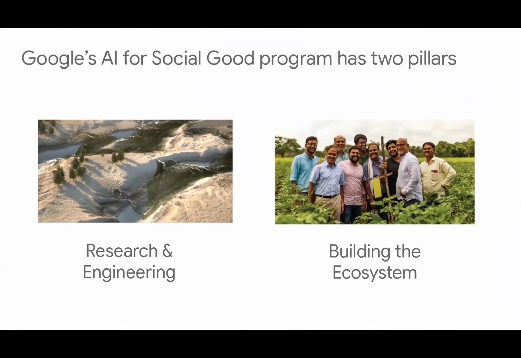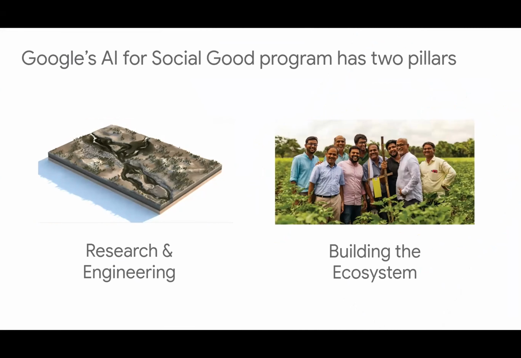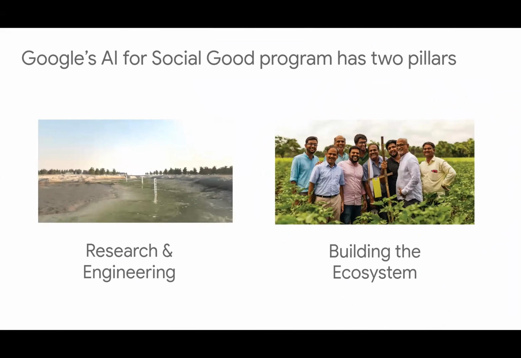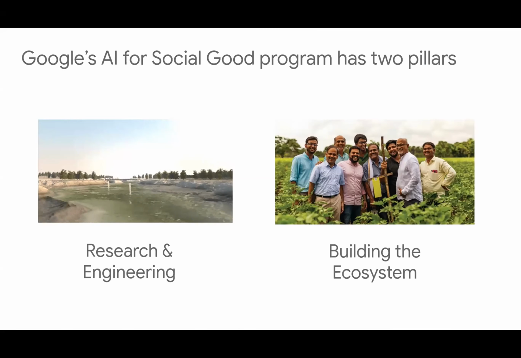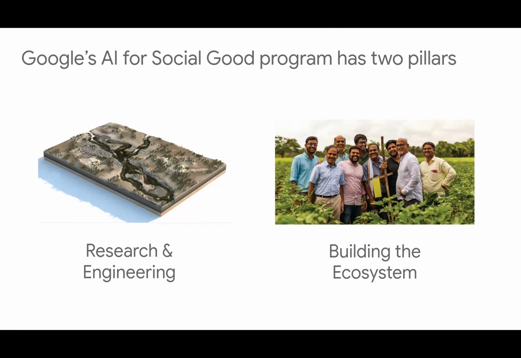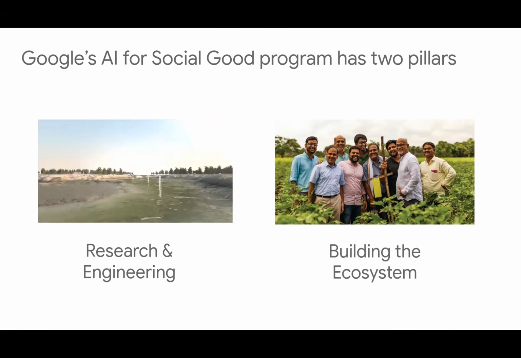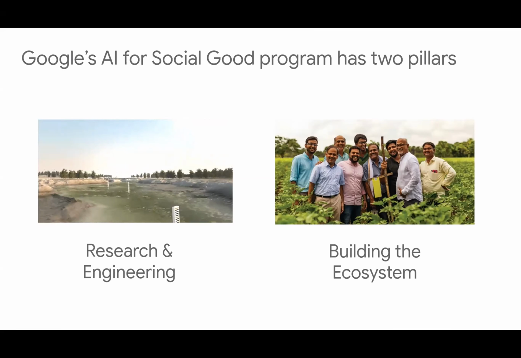So a little bit about Google's AI for Social Good program, so I can set some context. There are 2 pillars within Google's AI for Social Good program. There's the research engineering pillar, which focuses on developing models, as you can see in the animation around flood forecasting as an example. Then there's the other pillar, which is building the ecosystem, which I'm more passionate about because I'm actually part of the program, and it's bringing organizations together like yourself to help build AI for social good.